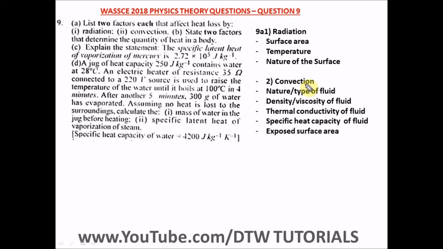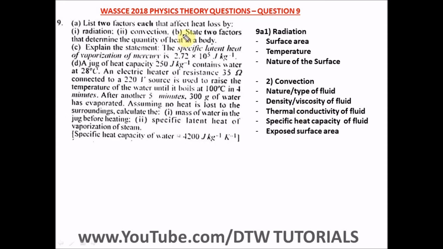So the factors that affect heat loss by convection are what? The nature or type of the fluid, the density of the fluid, the thermal conductivity of the fluid, the exposed surface area, and the specific heat capacity of the fluid. So these are the factors that affect heat loss by convection. So nature and type of fluid, density of fluid. You can just pick 2 out of all this.